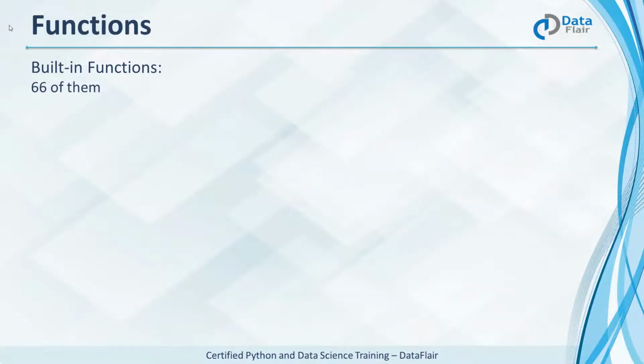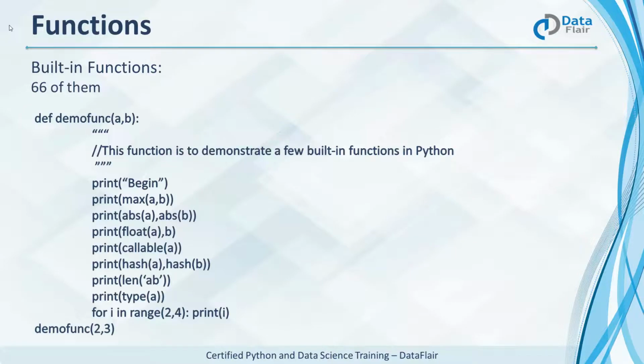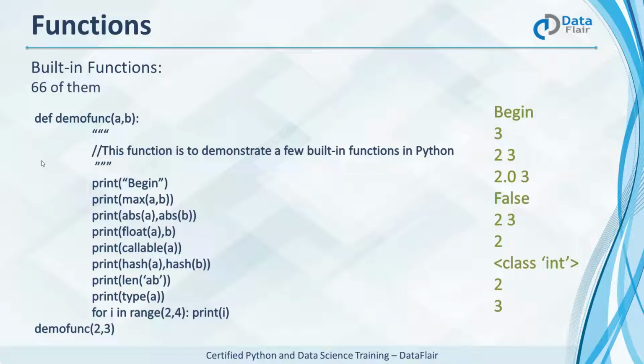Other than user-defined functions, Python has 66 built-in functions. Let's demonstrate some of those. This is the doc string that tells us what this function does. The arguments we pass to this function are 2 and 3. So this one prints begin. This one prints whichever is greater out of 2 and 3. This one prints the absolute values of 2 and 3. This one prints the float of A and the value of B.